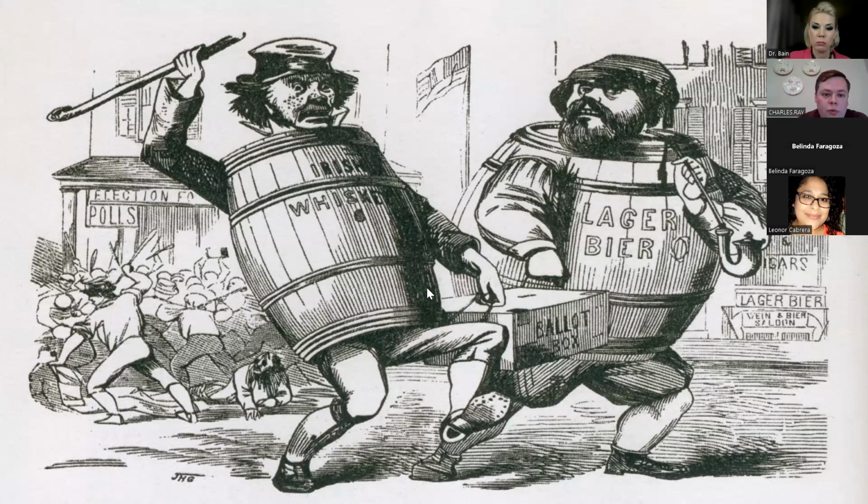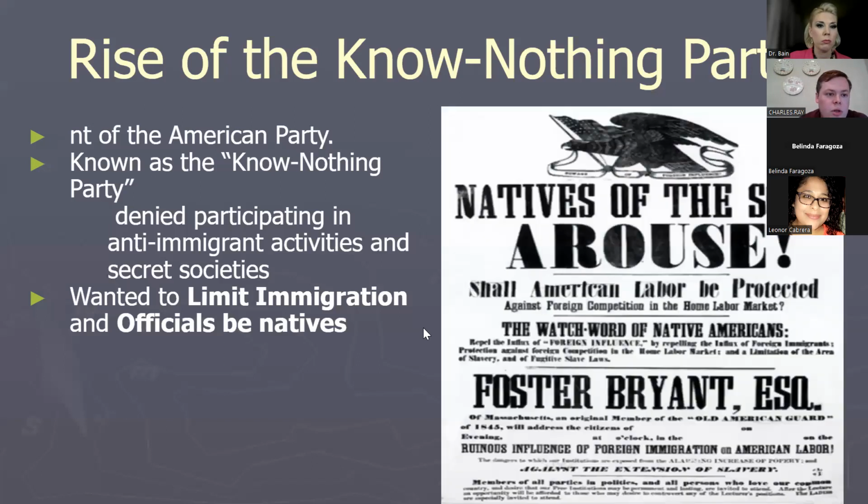is that they didn't particularly like what immigrants were bringing over. They said immigrants were interfering with America's culture, doing things like that. So they wanted to limit immigration, or they wanted any officials in the U.S. to be native-born people and not from any other country.